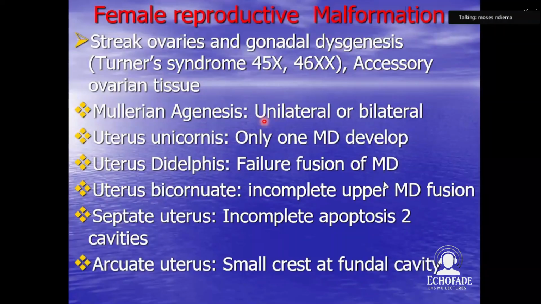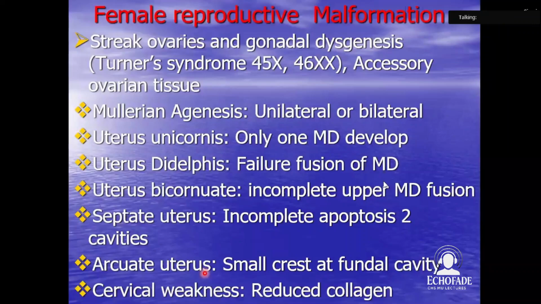And then an arcuate uterus, a small crest at the fundal part. This is also very close to partial fusion of the upper part, where you might have a depression in that part of the fundus, and that causes an arcuate malformation. Sometimes we can have cervical weakness, and this cervical weakness can be because of reduced collagen synthesis. So any problem with collagen synthesis can lead to cervical weakness.